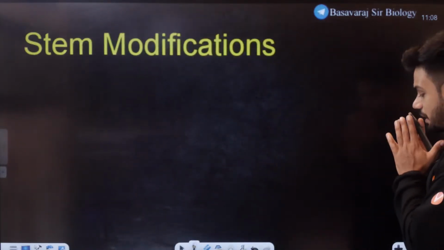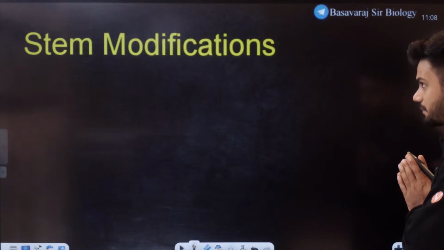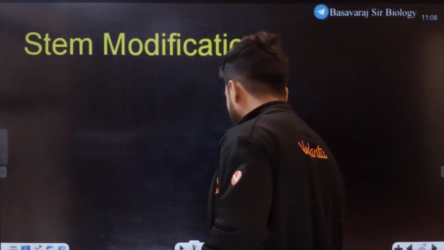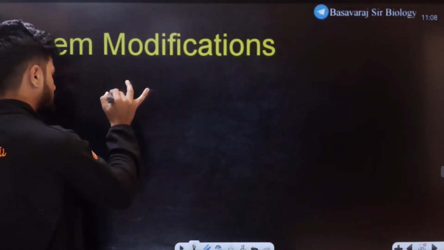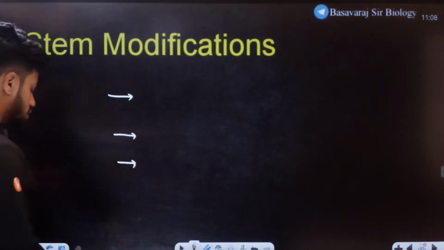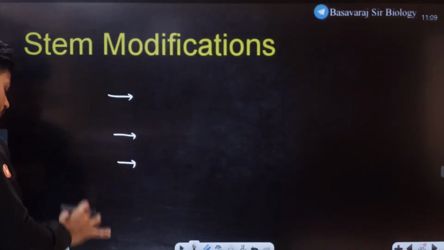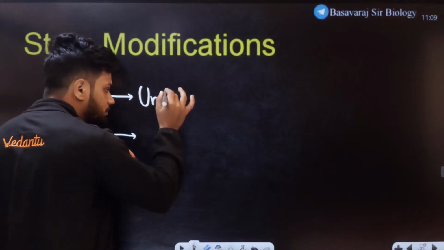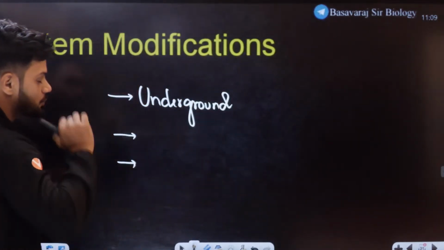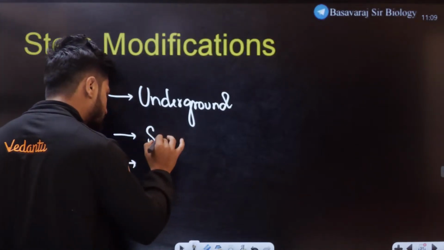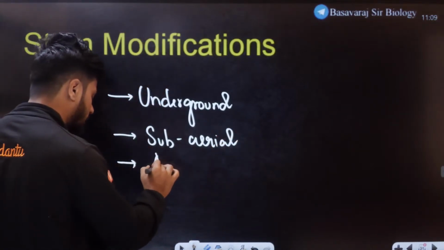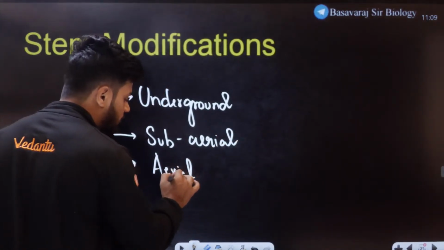Okay, students. Now we come to something called stem modification. Ready, all of you? Ready, students? In stem modification, students, there are mainly three types of stem modification. The first one is called as underground stem. Second one is called as subaerial. And the third one is called as aerial. Three different types of stem.